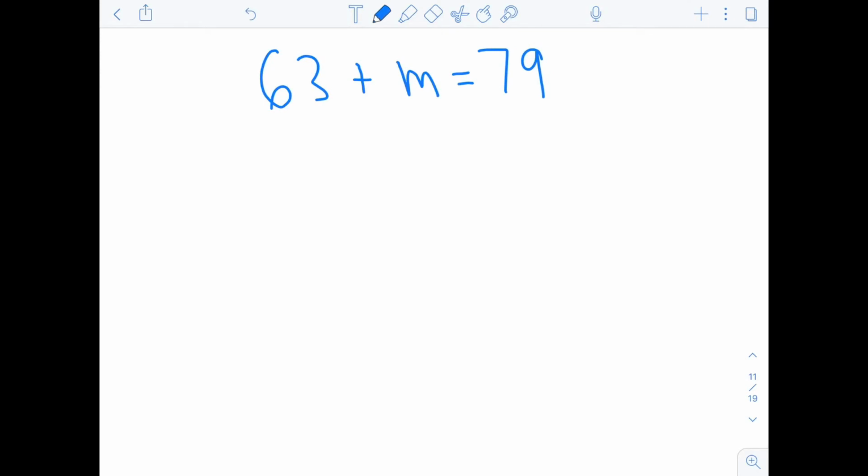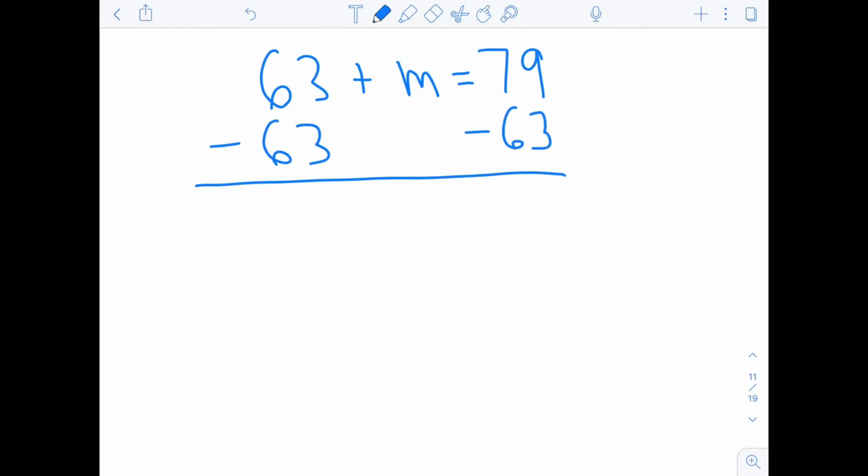So let's do an example. 63 plus m equals 79. So we're trying to get m on its own. To do that, we have to get rid of this positive 63. And to cancel out 63, we have to subtract 63. And what we do to one side, we have to do to the other side.